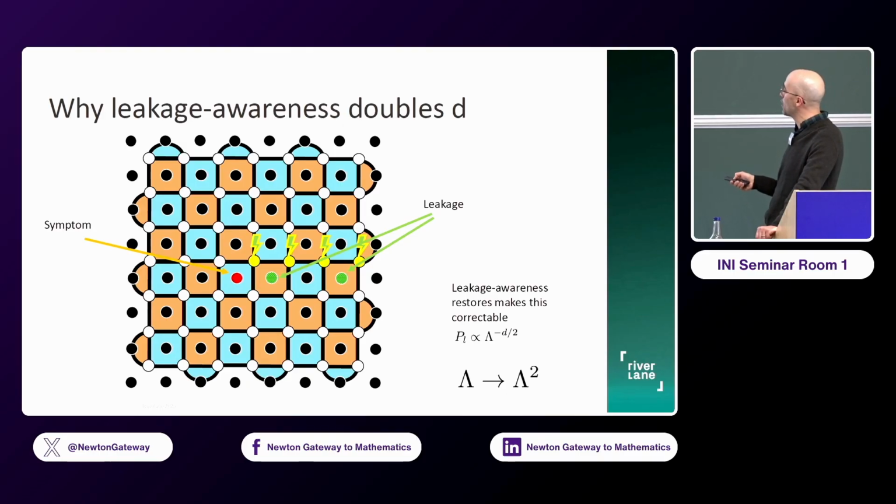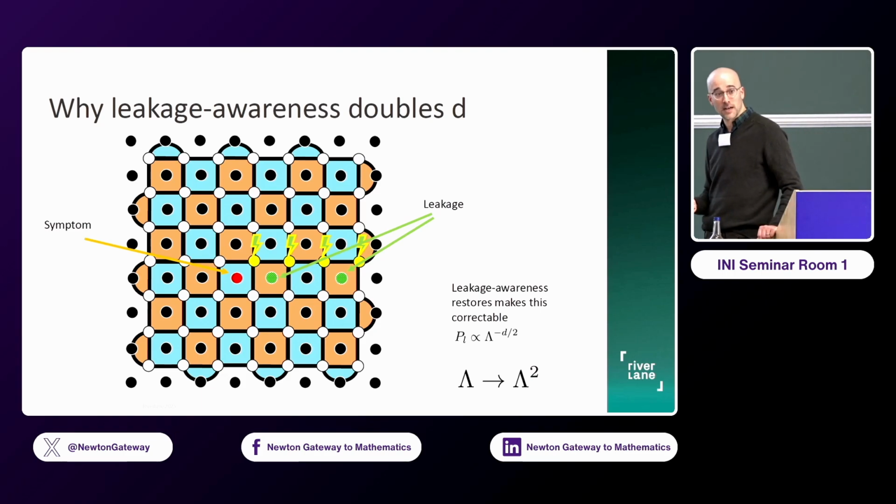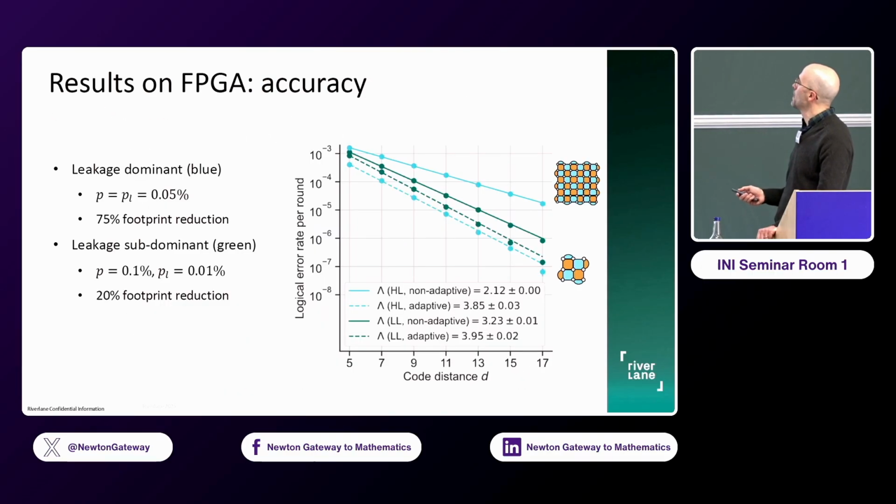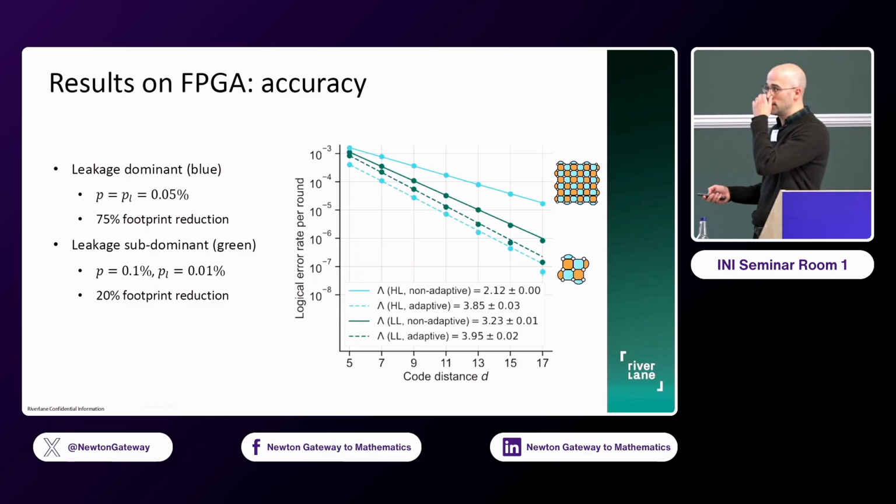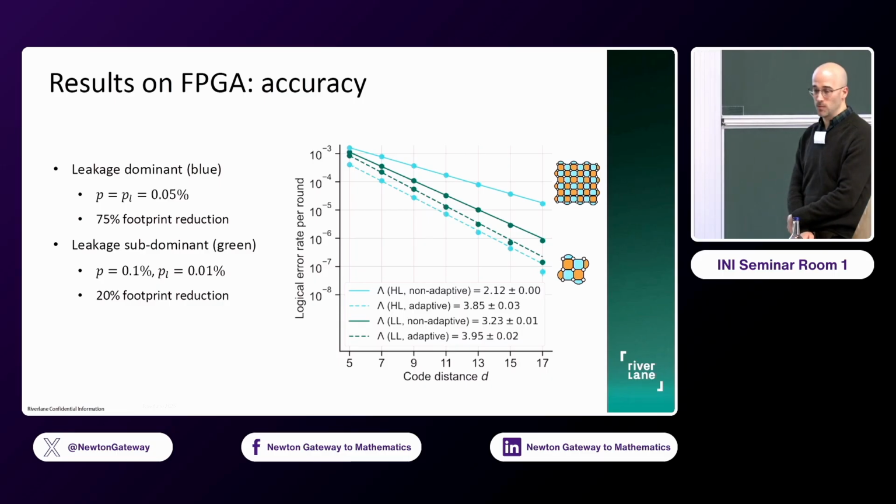Therefore, recovering the performance that we expect of having d/2 errors causing a failure. So, as I have argued, being leakage aware can square your factor of lambda. It can greatly improve the performance of your system.